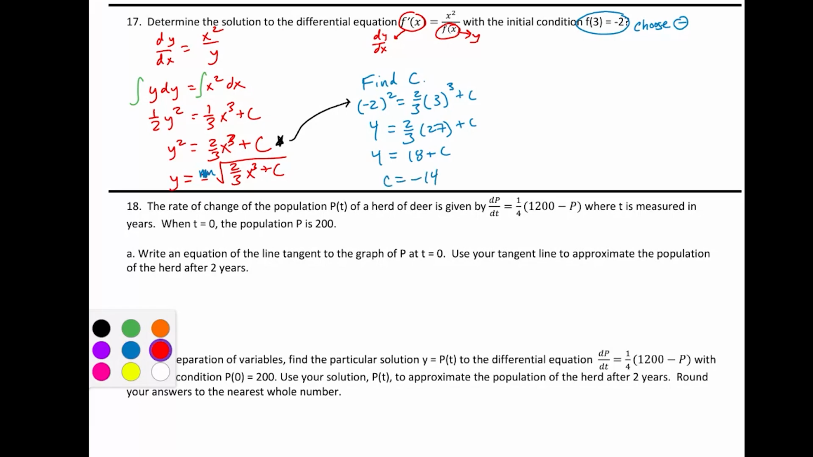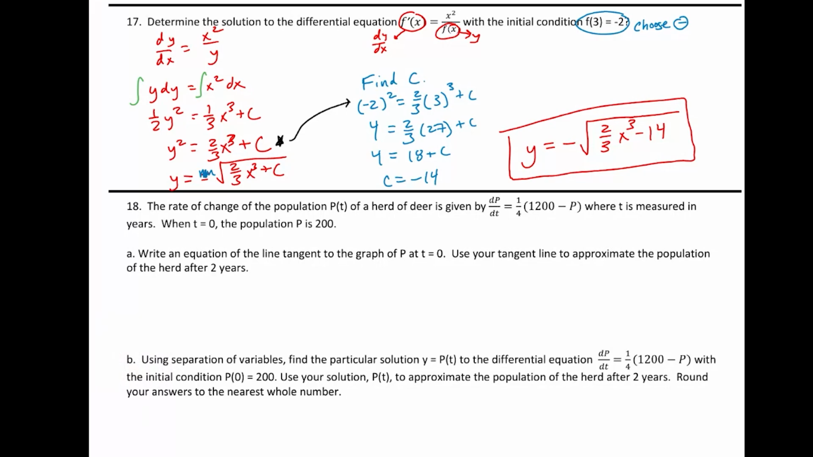So now I've got all the pieces that I need to write my final answer, my particular solution that has the given slope and the given point. Negative square root of 2/3 x cubed minus 14. And that square root does need to extend over that c value.